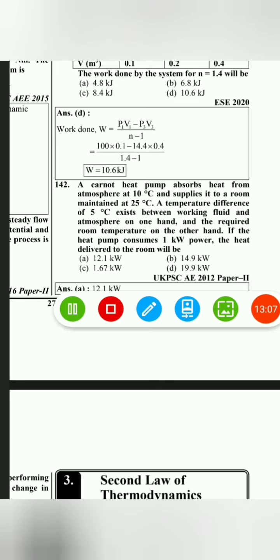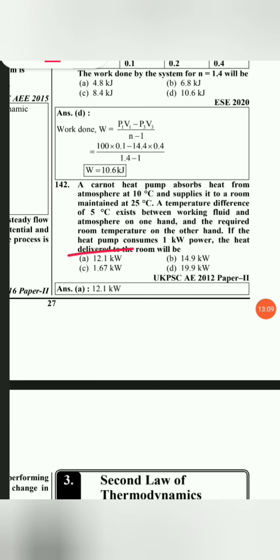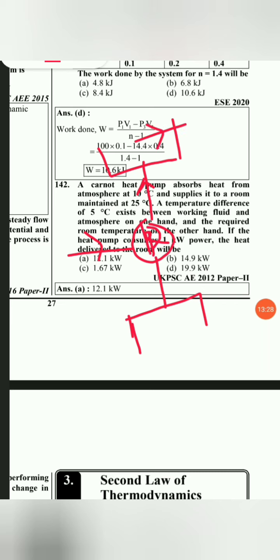First of all, I will tell you what a heat pump is. A heat pump is a device which is basically used to heat up the room for human comfort. A heat pump is exactly opposite to a refrigerator. Suppose I consider this a reservoir at a higher temperature T1, and this a reservoir at a temperature T2. The heat pump is basically used for the purpose of heating rooms.